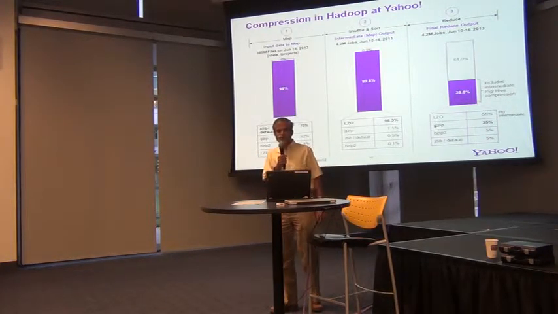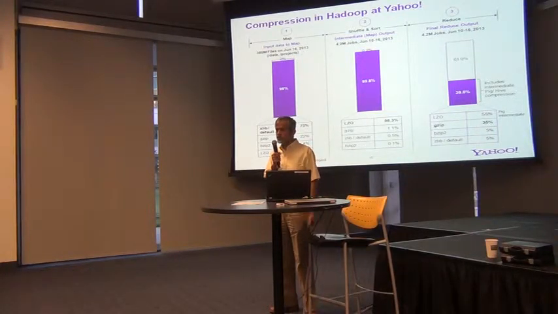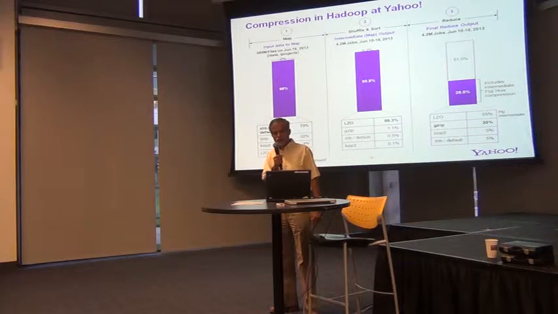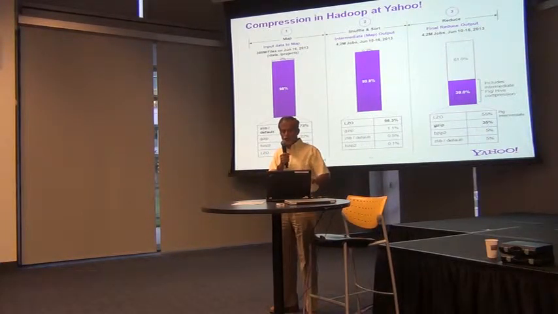So here are some numbers that we obtained from our production clusters to give you an idea how compression is being used at Yahoo. The purple part of these bars shows you compressed data, and you can see that for map tasks, most of the data coming into these jobs is compressed by zlib, 73%, and the other ones are much less. So almost 98% of the data that's coming into the map tasks is compressed on our clusters.